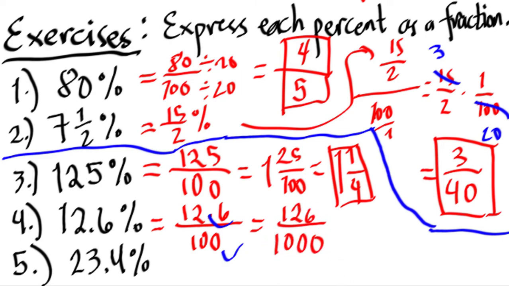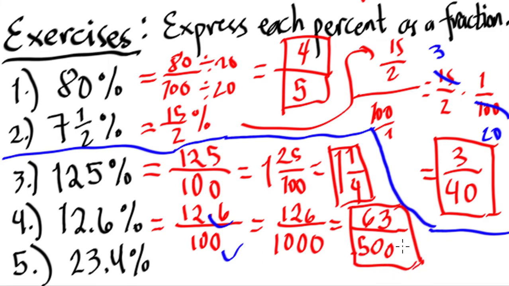Okay. Maybe we can simplify. I'm not sure. We can divide them by 2. If we divide this by 2, this becomes 63, and this becomes 500. 63 over 500. Okay, is there anything else that can divide both of them? As far as I can see, there's none. So I think this is the lowest terms. If you see that this can still be simplified, kindly answer it in the comment section below. I will try to wait for that answer.